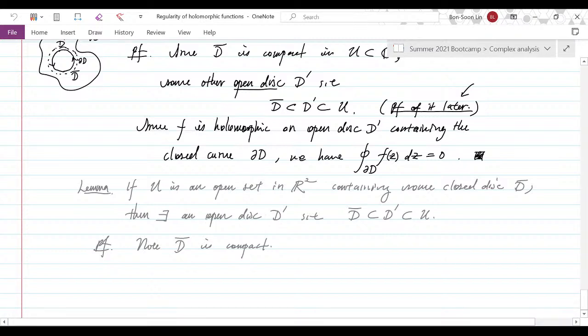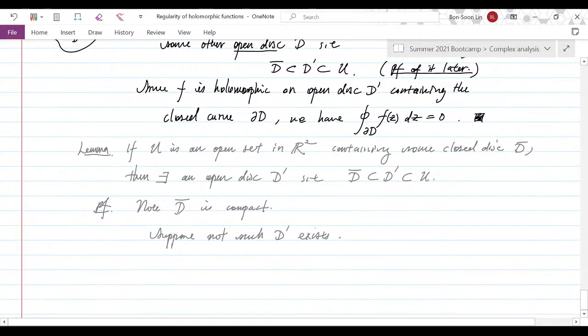So let's prove this fact. We want to prove the existence of such an open disk D prime that sandwiches between them. Suppose there is none. So suppose, to the contrary, no such D prime exists. Let's say the center is z naught for D bar, for D. So suppose there's no such thing.